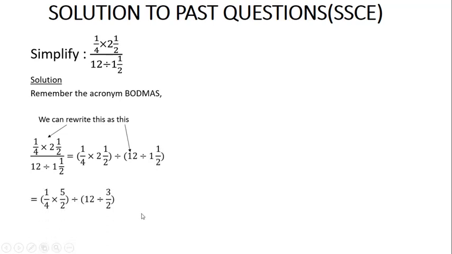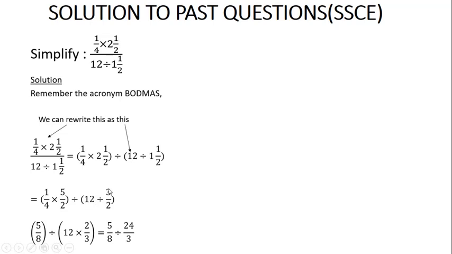And then this follows. So this becomes 1 over 4 multiplied by 5 over 2, divided by 12. Then since we've been able to change this to improper fractions, it becomes something like this. Then we can go straight ahead to proceed. And this becomes this. 5 multiplied by 1 will give us 5. 4 multiplied by 2 will give us 8. Then divided by, of course, this 12 is the same thing as 12 divided by 1.